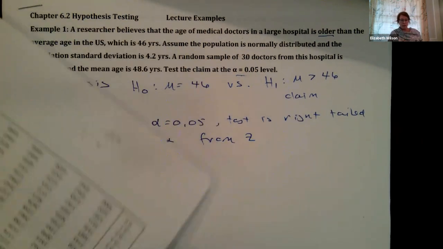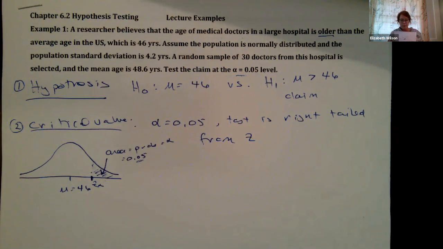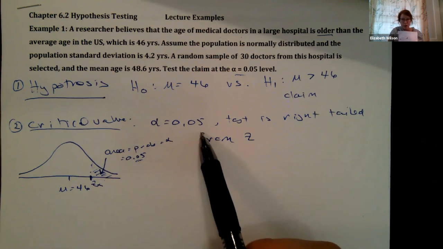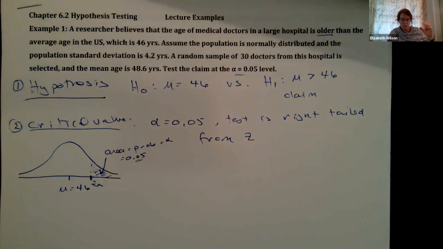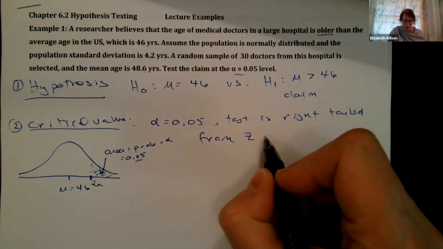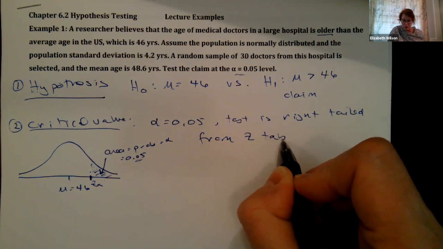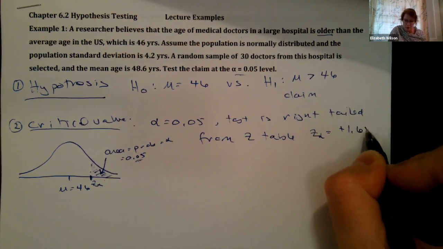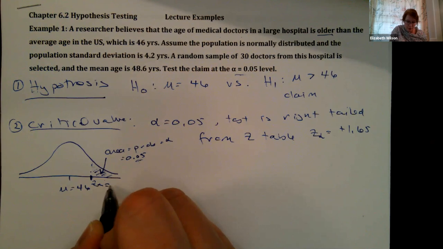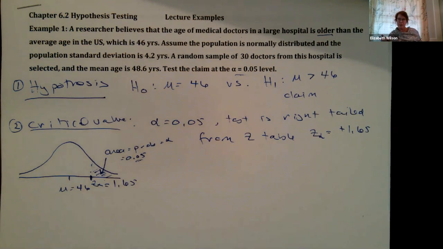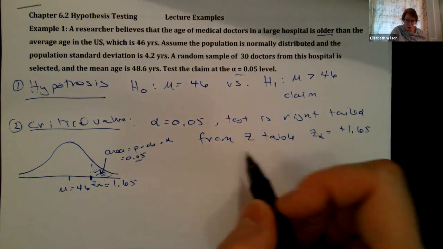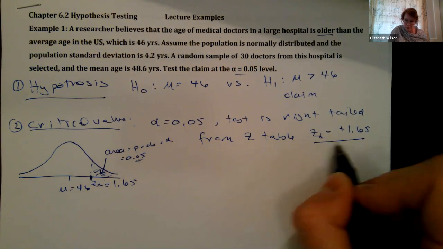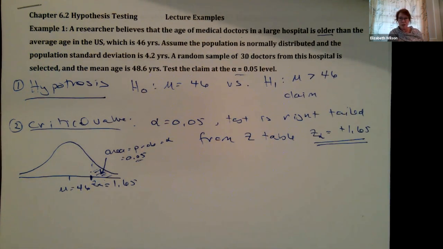So I look on my Z table. The Z table gives me the areas under the curve, which are our probabilities. I find the one that corresponds to 0.05, and I look for the Z value. Because this is right-tailed, it's going to be a positive Z value. So from the Z table, Z alpha, I looked it up, equals positive 1.65. So our critical value is Z equals 1.65.